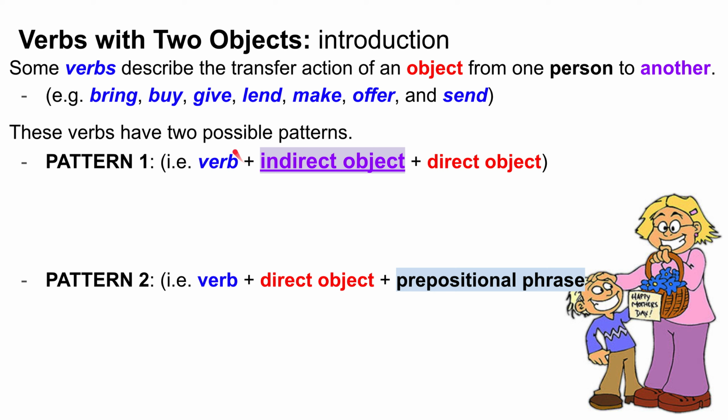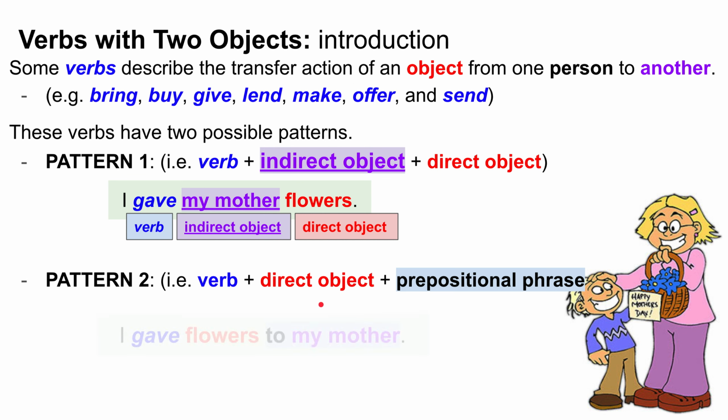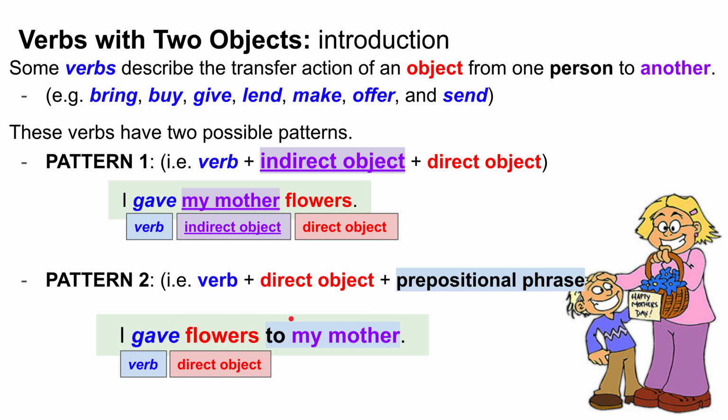The first pattern is verb plus indirect object plus direct object. For example, I gave my mother flowers. Here the verb is gave, the indirect object is my mother, and flowers is the direct object. The second pattern is verb plus direct object plus prepositional phrase. For example, I gave flowers to my mother. Here the verb is gave, the direct object is flowers, and the prepositional phrase is to my mother.